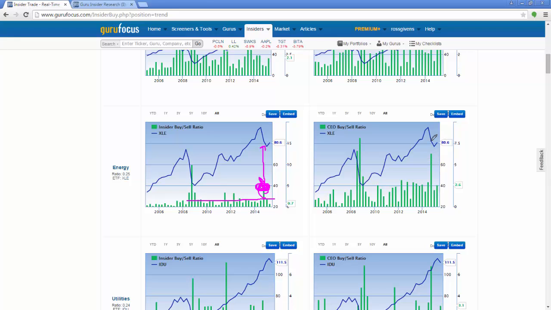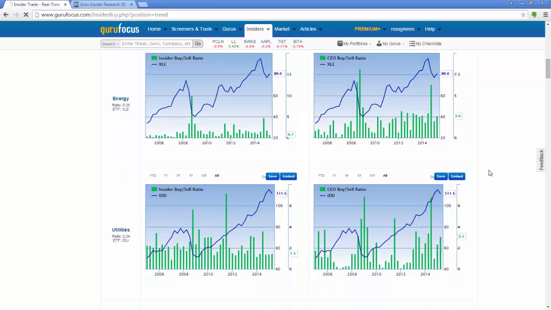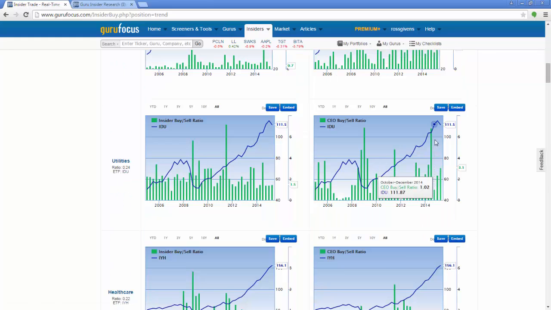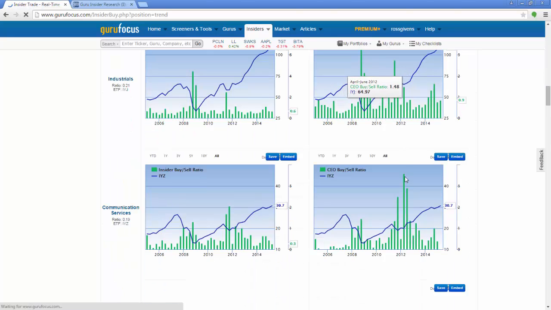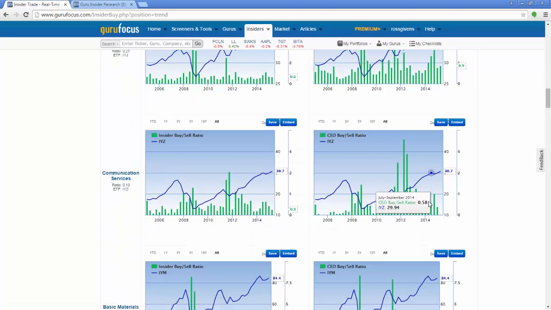And the CEO side shows you the same thing. It's a dip in energy, and the level of buying versus selling just skyrocketed. They're showing that they recognize a basic value play, right? It's an opportunity to buy it cheaper than average prices. And we got the same thing on utilities. Healthcare is shown here, the industrial sector, communication services.